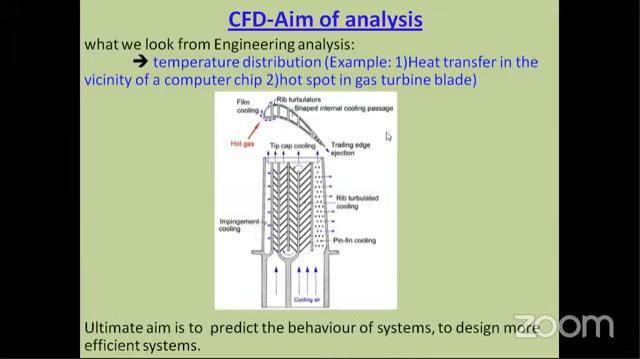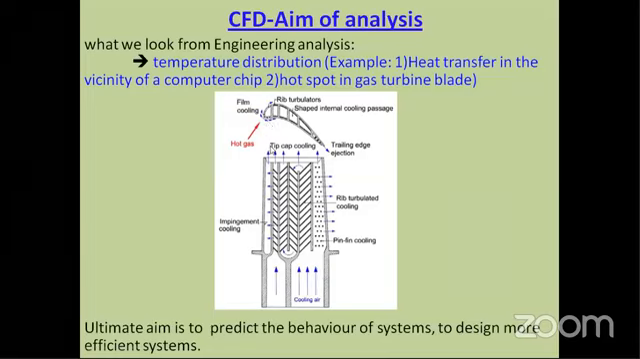Then our interest may be also to see the temperature distribution. You can see here the gas turbine blade. You know that gas turbine is a continuous combustion engine, unlike our IC engine, which is an intermittent combustion engine, where it gives the time for cooling. But here, there is continuous combustion and the blades are subjected to very high gas temperature.